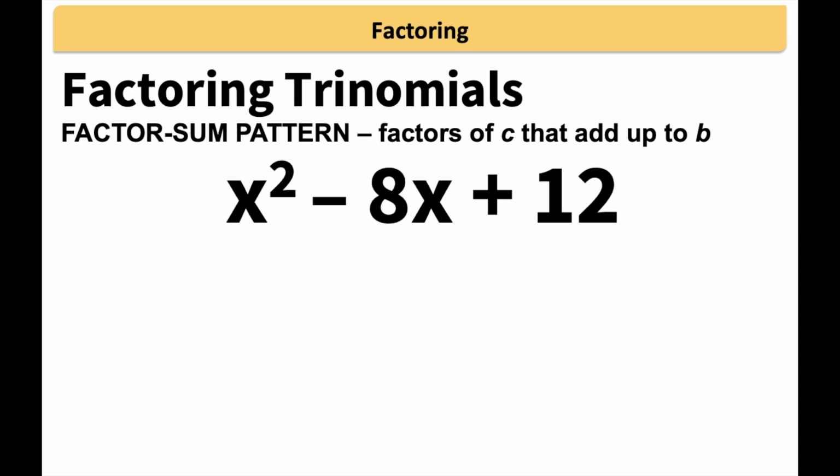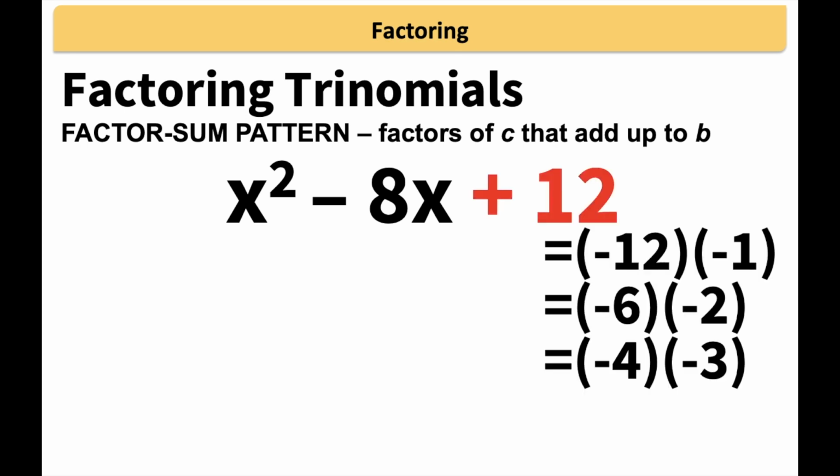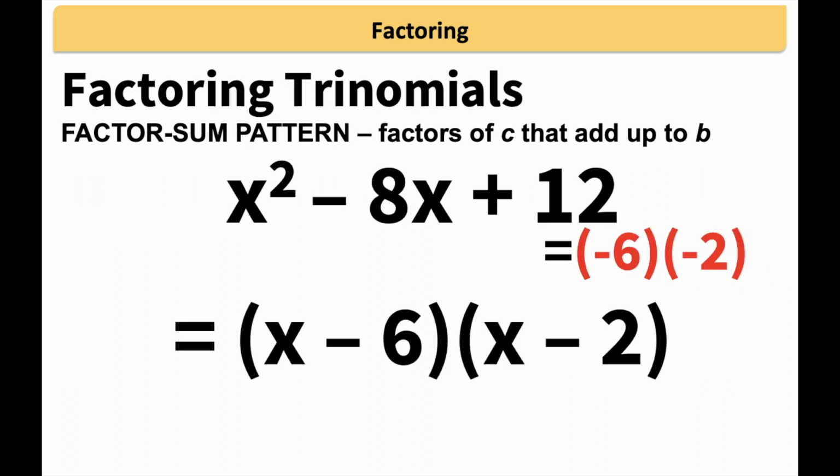So, for example, if we have this one, x squared minus 8x plus 12, ang factors ng 12 natin would be negative 12, negative 1, negative 6 times negative 2, negative 4 times negative 3. Okay? So, alin dito yung factors na kapag in-add natin, ang makukuha natin is negative 8? That would be negative 6 and negative 2. So, ang ating magiging factors ng ating x squared minus 8x plus 12 would be x minus 6 times x minus 2.